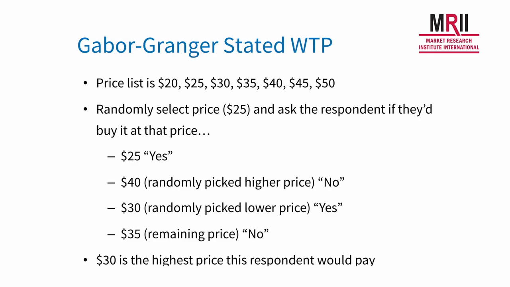And so we need to ask about the remaining price because we don't know if they'll pay $35 yet. We ask them $35, and this respondent says no. And so through that series of steps, we established that $30 is the highest price that this respondent would pay. They would not pay more than that. They would pay less than that.